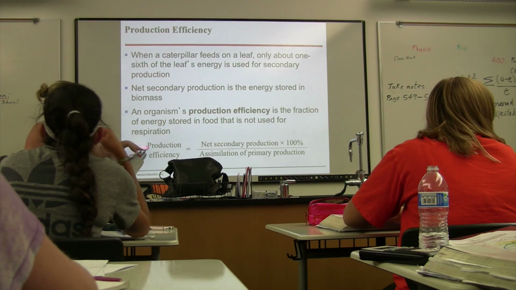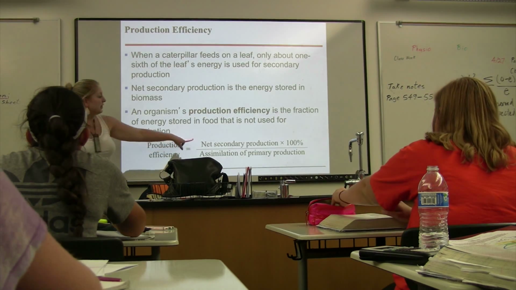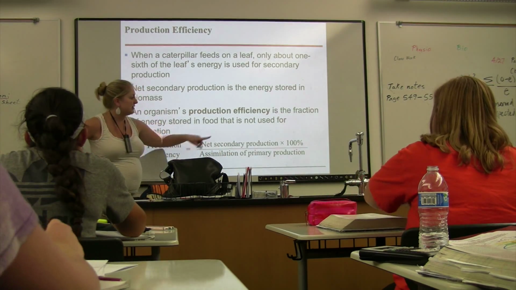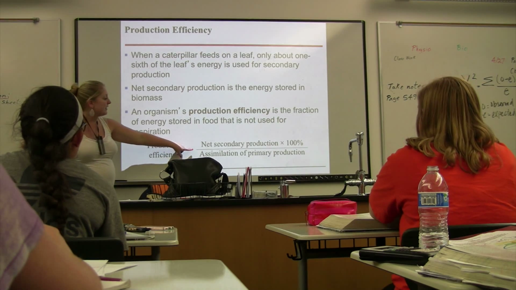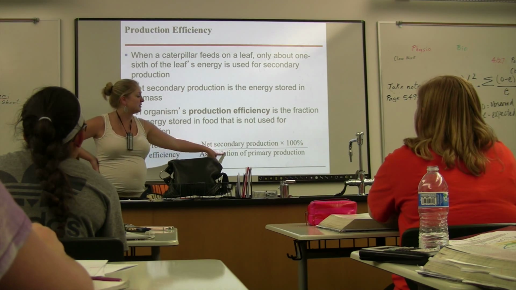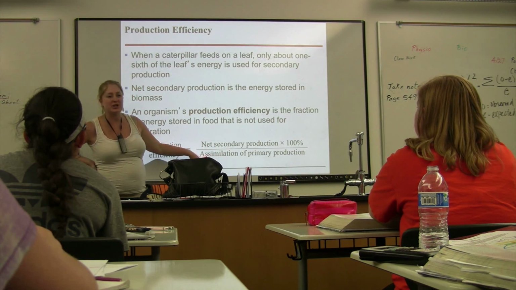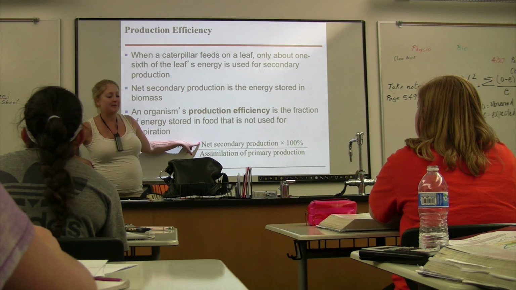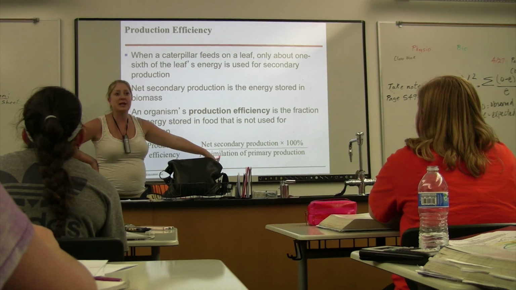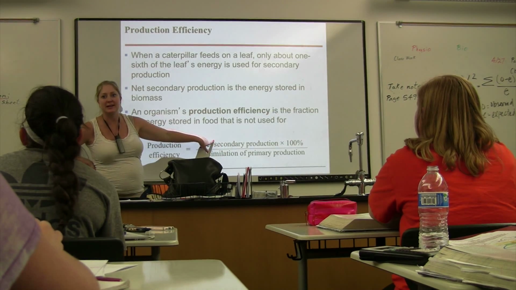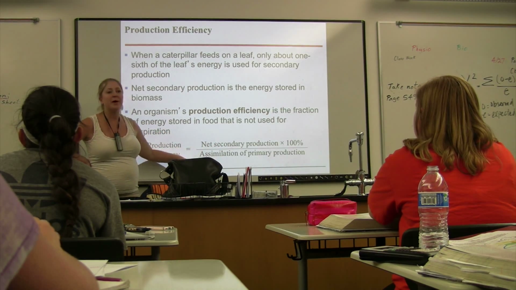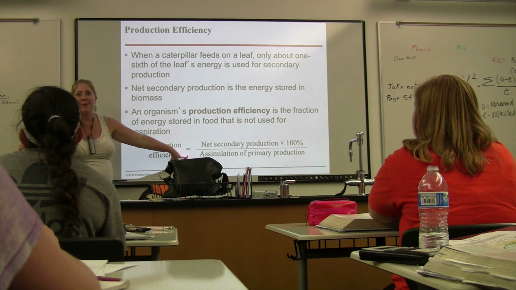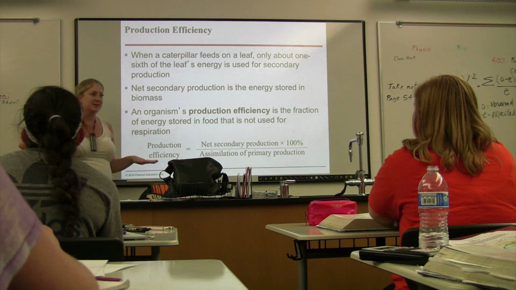So how does this work? Production efficiency. You have a net secondary production times 100% over the assimilation of primary production. This just means how much total production would be needed in order to be able to consume anything. So you have your primary production, which is going to be a bigger number than your secondary production, because this is all of the possible energy and biomass that's available in the entire ecosystem.